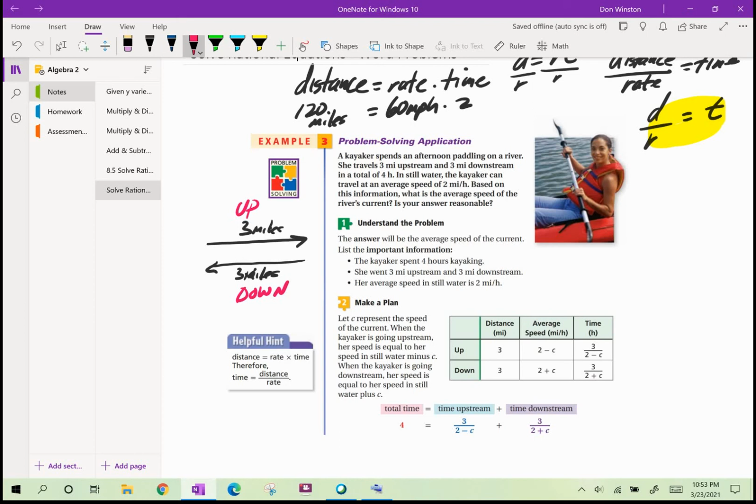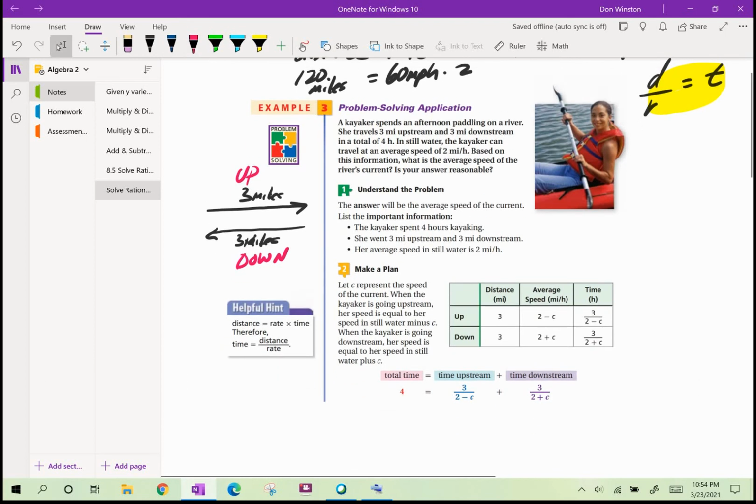So what we're looking for is to determine what was the current of the river when she traveled upstream. She was going against the current. And then what was the current of the river when she traveled downstream? She was traveling with the current. It's like riding a bike. You ride your bike into the wind, or you can ride your bike with the wind behind you. So let's take a look at this problem here.